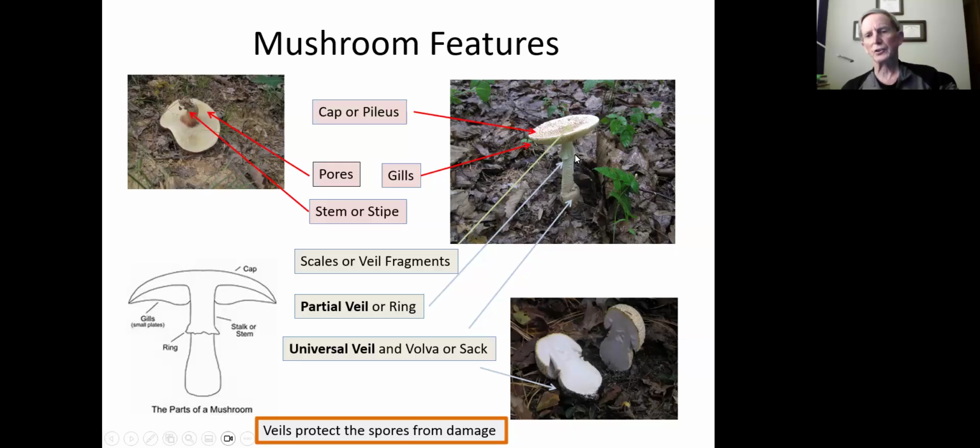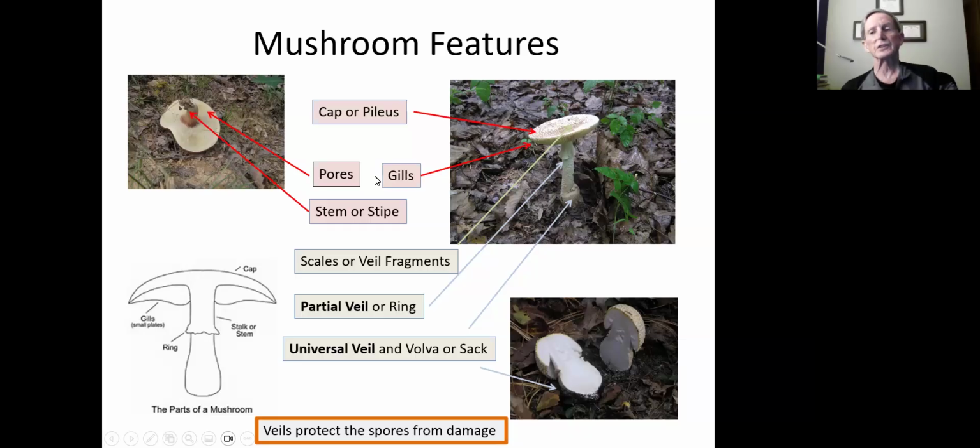The fascinating feature to me is this little skirt called an annulus around the middle for some fungi, and that is married in others to a universal veil or sac at the bottom, and those are to protect the gills underneath the cap, or pores. In this case, these are all gilled. Sometimes they can have pores. You can see this one is a pored mushroom. It's hard to see in that, but it doesn't matter.